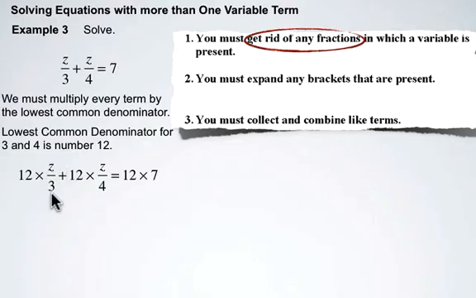I multiply the first term by 12, the second term by 12, and the other side, the constant, by 12. In order to maintain the balance, every single term, 1, 2, and 3, has to be multiplied by 12. 12 divided by 3 gives me 4. 12 divided by 4 gives me 3. So I end up with 4 times z, 4z, plus 3 times z, 3z, equals 84, 12 times 7.